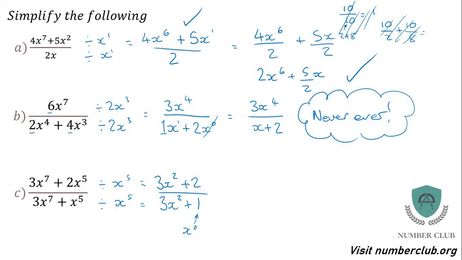Could we split the numerators up? Well, yes we could, but if we did, we'd end up with 3x squared over 3x squared plus 1. Wouldn't do anything. And we'd end up with plus 2 over 3x squared plus 1. Wouldn't do anything. We can't split the denominators. We're definitely not allowed to do that. And so that is as simple as it gets. Don't try to force it any further than that.